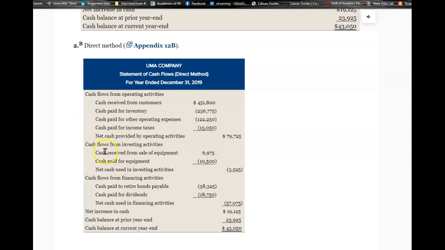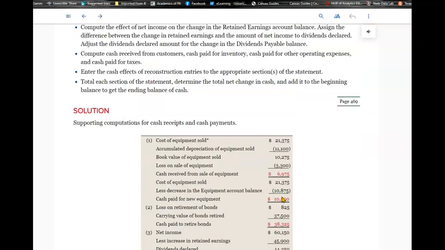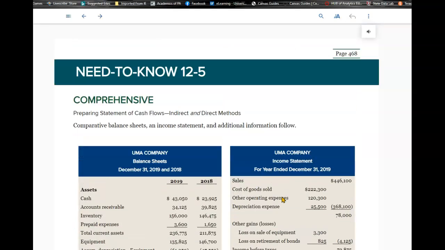Now, again, looking at cash flows from investing activities and the cash flows from financing activities, we see no difference between the direct and the indirect methods. And of course, the results do not change. Okay, so that is the statement of cash flows in a nutshell. Again, you are responsible for knowing the indirect method. I will not be testing you on the direct method.